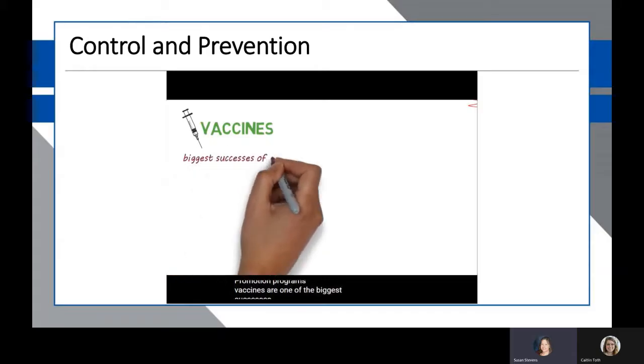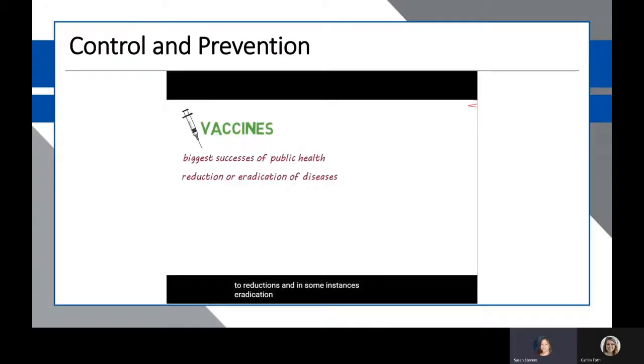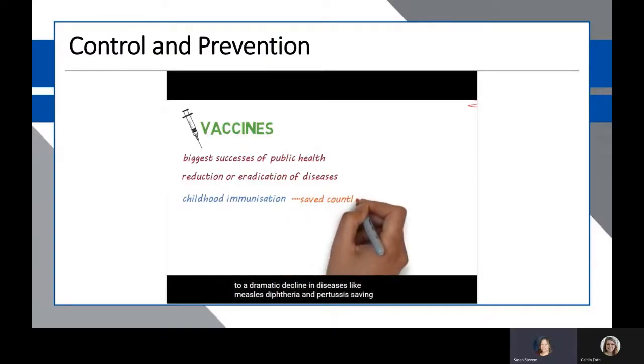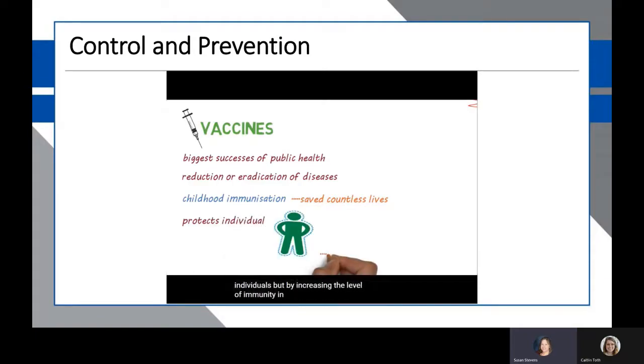Vaccines are one of the biggest successes of public health and have led to reductions and in some instances eradication of infectious diseases. Routine immunization of children has led to a dramatic decline in diseases like measles, diphtheria, and pertussis, saving countless lives. Vaccines not only protect the individuals, but by increasing the level of immunity in the community also protect others. This is called herd immunity.